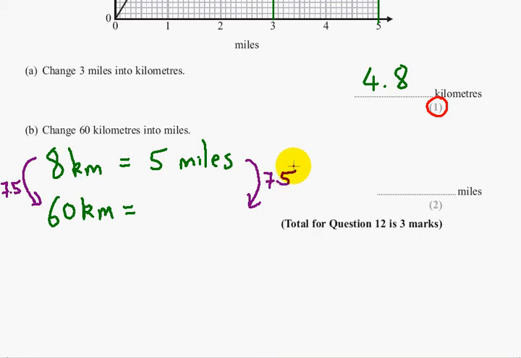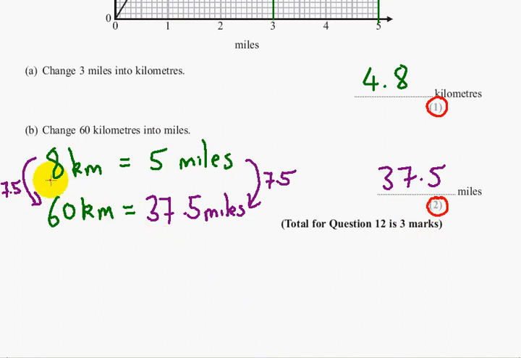So 5 times 7.5 is 37.5 miles. So 60 kilometers is 37.5 miles. And that's it. Now part B is worth 2 marks.